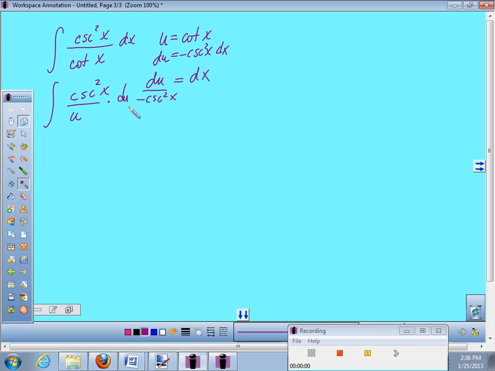And so, I have du over negative cosecant squared, which cancels the cosecant squared. And you're left with a negative 1 over u, a simple integration. Which will become a what? A negative natural log of an absolute value of u. And you would last but not least need to do what? Put your cotangent back in and you got it covered.